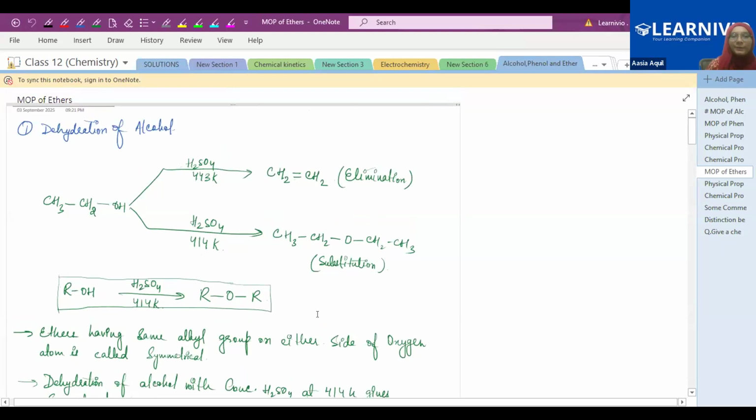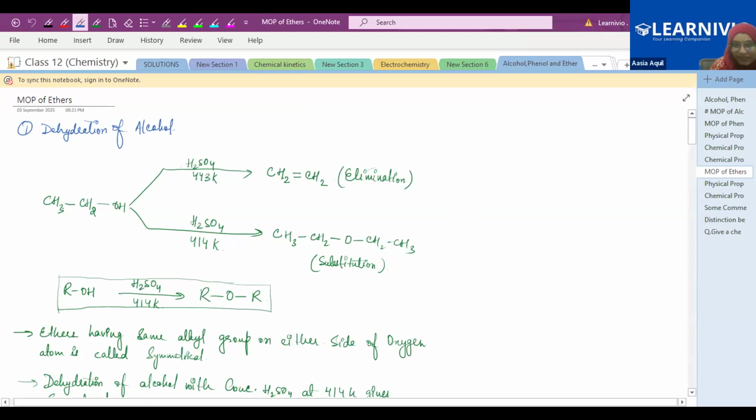Okay. So methods of preparation of ethers. How can you prepare the ethers? The first method is dehydration of alcohol. By dehydrating alcohol, you can prepare ether. But it depends on the temperature. If you give a very high temperature, dehydration will occur and you will get an elimination reaction, and you will get alkene instead of ether. So dehydration of alcohol totally depends on the temperature.